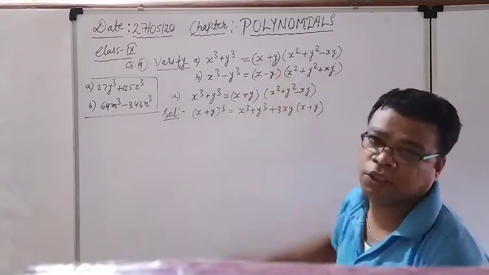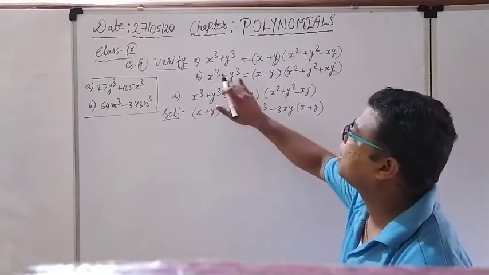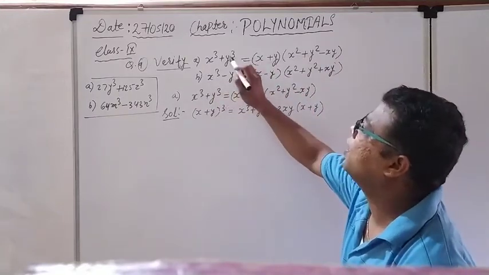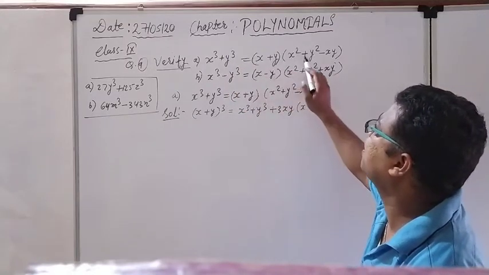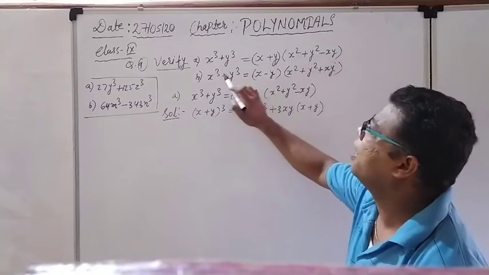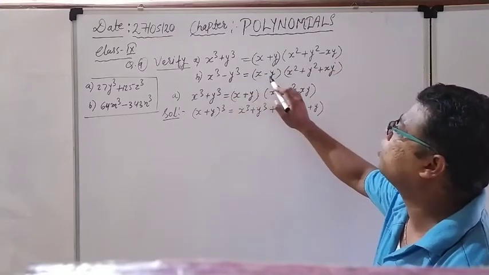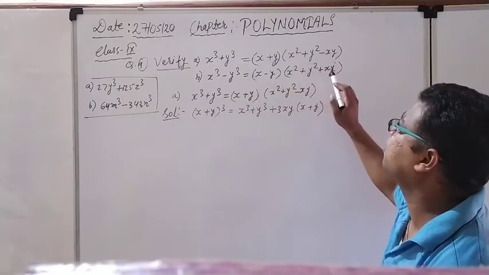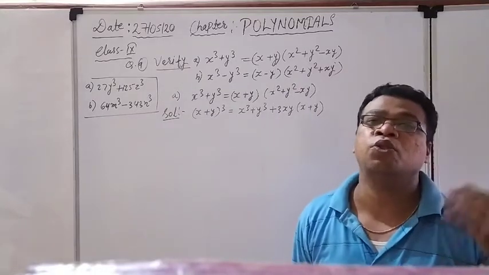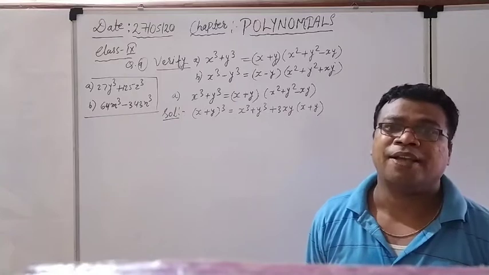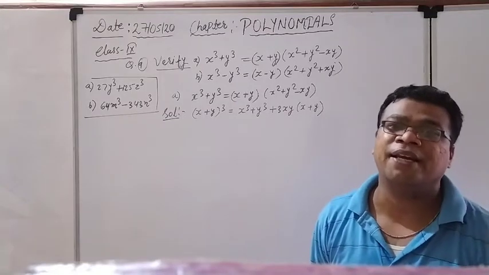This is the first question. After that, the B part is x cube minus y cube. If it is x cube plus y cube, whatever is there is plus, but here it is a minus sign. And x cube minus y cube is equal to (x minus y) times (x square plus y square plus xy). These are both also used as identities later on.